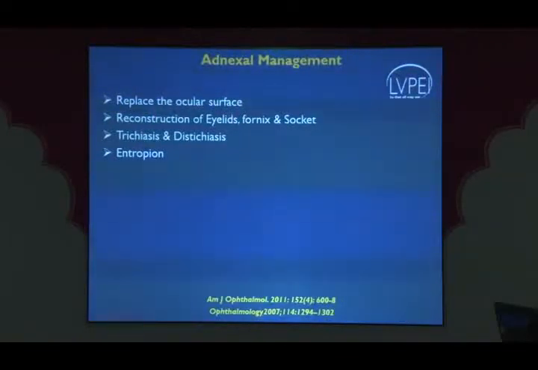Now, thus, here comes the role of an oculoplasty surgeon, where we aim to reconstruct the eyelids, the fornix, and the socket, to correct trichiasis or distichiasis if present, to prevent and to correct progressive entropion, so that the ocular reconstruction can be taken up further for visual restoration.